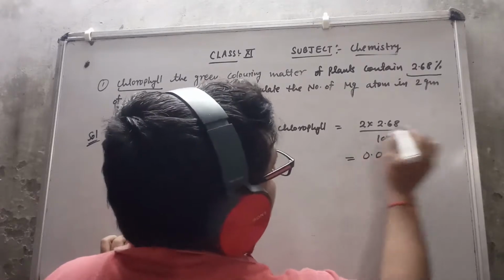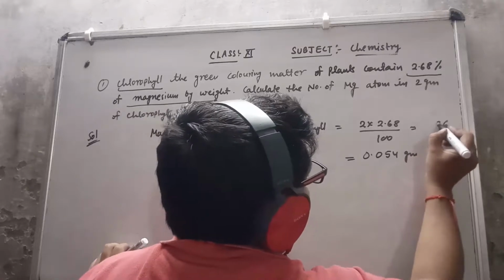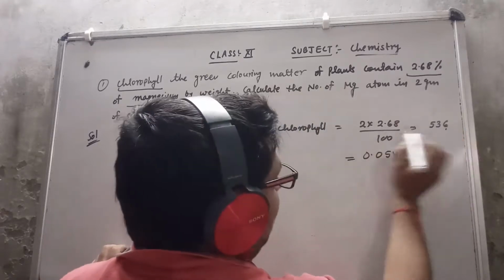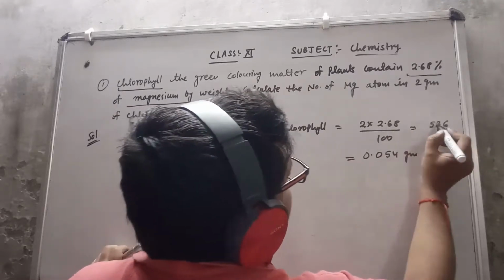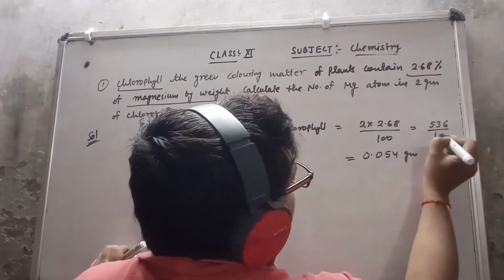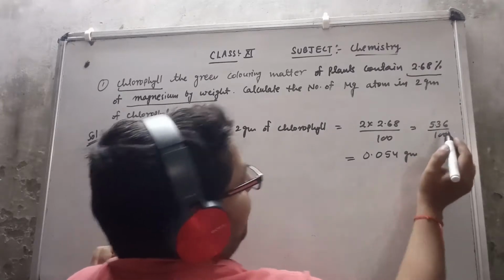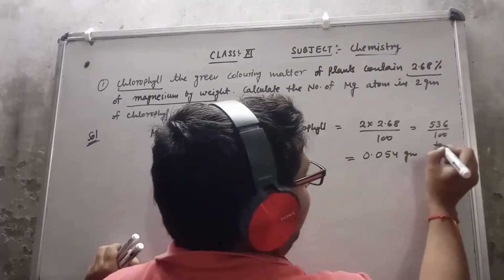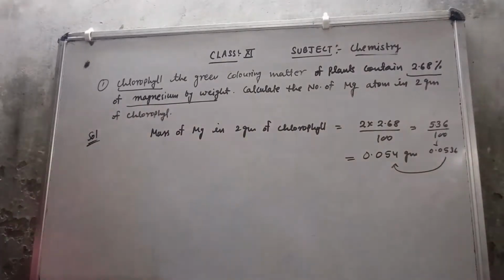Multiplying 2 by 2.68 gives 5.36, and dividing by 100, the actual value coming is 0.0536. Rounding off 0.0536, I can write 0.054 gram.